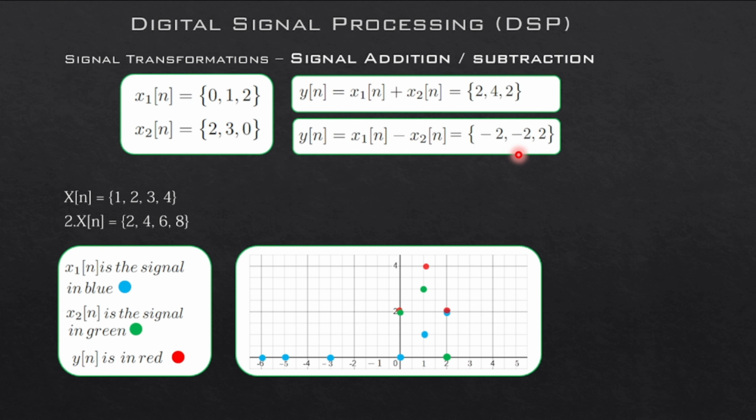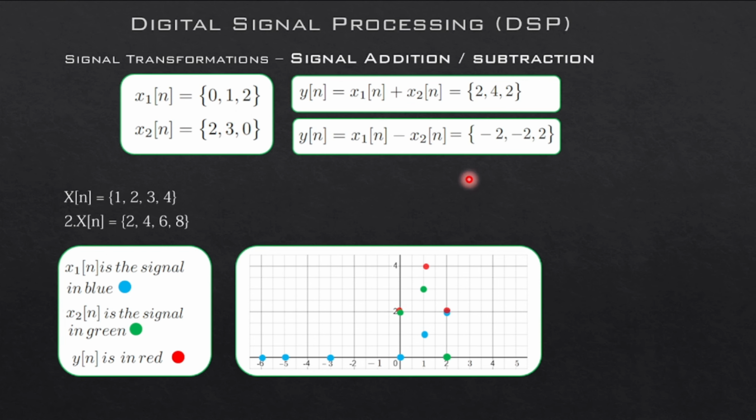Signal addition and subtraction. So you have x1[n] equal 0, 1, 2 and x2[n] equal 2, 3, 0. y[n] is x1[n] plus x2[n], which is 0 plus 2, element by element, 1 plus 3, and 2 plus 0. You get a vector of the same size, which is 2, 4, 2. That's the addition. Subtraction is another operation with signals. So y[n] is x1[n] minus x2[n], which gives you 0 minus 2 is minus 2, 1 minus 3 is minus 2, and 2 minus 0 is 2.